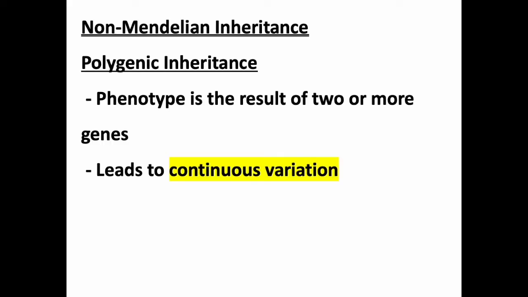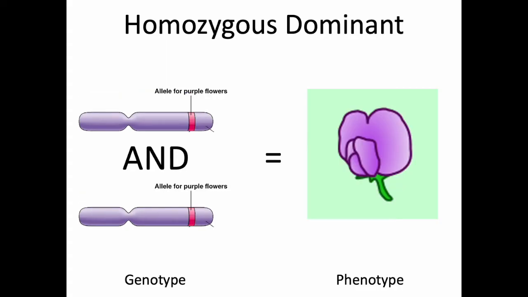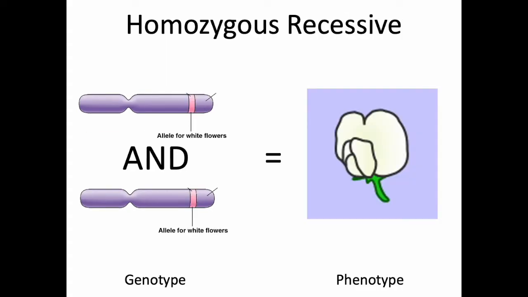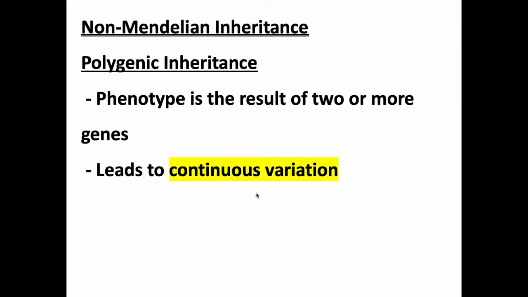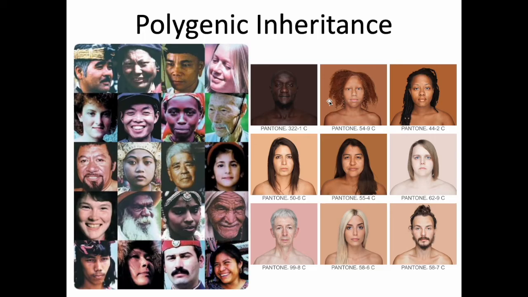Now, when the phenotype was only controlled by one gene, we only had two options. The flowers were either purple or white. But when we have a bunch of different genes and they're all contributing to a single phenotype, we get what's called continuous variation within the phenotype. The best easily observable example of this is a lot of human traits, including skin tone. There aren't just two options for hair color or skin color or eye color in humans. There's a whole spectrum of pale to dark and everything in between.